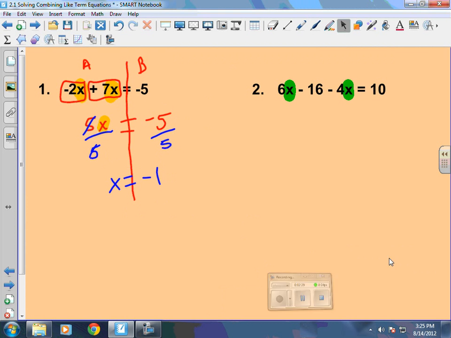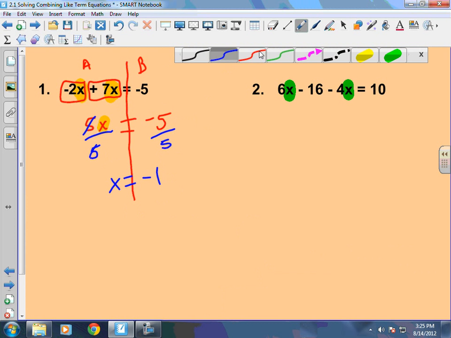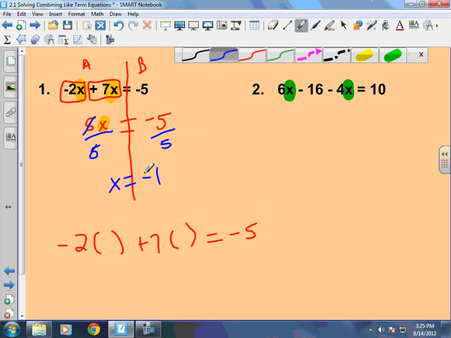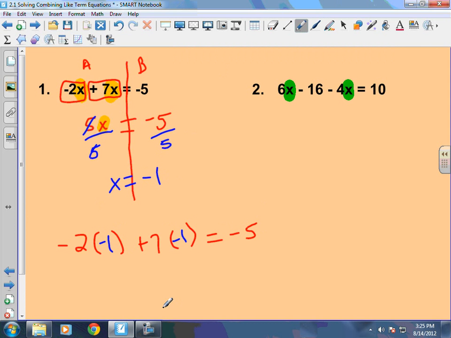If I was going to put this back into the equation to prove that how I did it was right, I would go negative 2 instead of the x, empty parentheses, plus 7, empty parentheses, equals negative 5. Now, what goes inside my parentheses? Well, the value of x is negative 1. So wherever I see x, it is negative 1. So I have negative 2 times negative 1 plus 7 times negative 1 equals negative 5. Negative 2 times negative 1 is a positive 2. Positive 7 times negative 1 is negative 7.